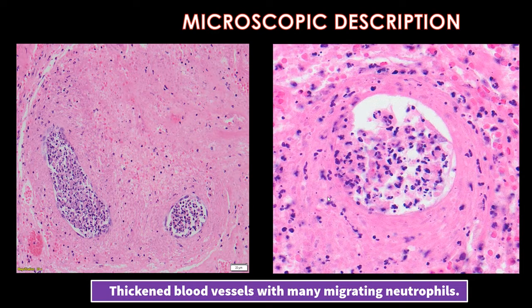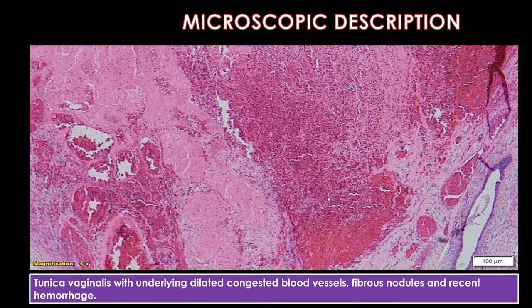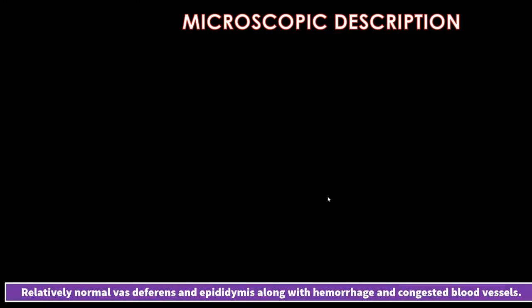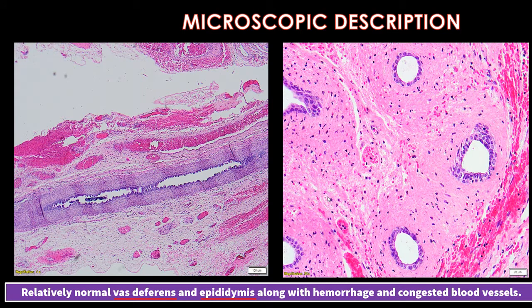Here we can see thickened blood vessels with many migrating neutrophils. Tunica vaginalis with underlying dilated congested blood vessels, fibrous nodules, recent hemorrhage can be seen. Relatively normal vas deferens and epididymis along with hemorrhage and congested blood vessels also have been seen.